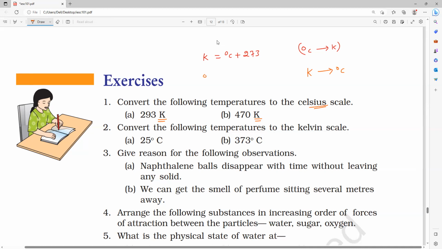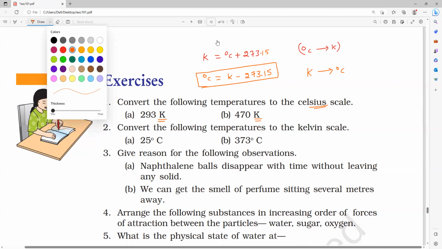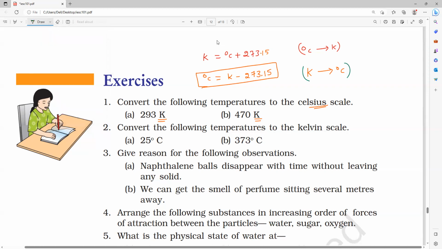So what is the relation, everybody? Degree Celsius is equal to Kelvin minus 273. Am I right or wrong? If you want, you can take even more exact, 273.15. This is the relation. Which relation do we have to use, first one or second one? Second one. Learn it: Kelvin to degree Celsius, degree Celsius to Kelvin. Now respond: 293 Kelvin in degree Celsius is equal to 293 minus 273.15. Do it and tell me the answer fast, everybody.